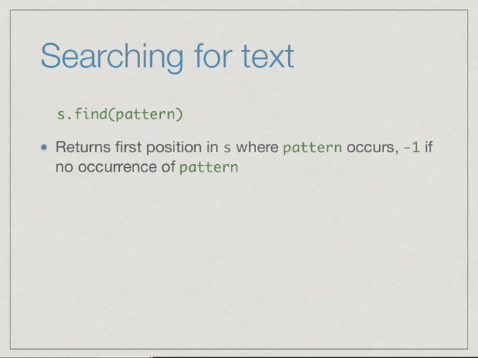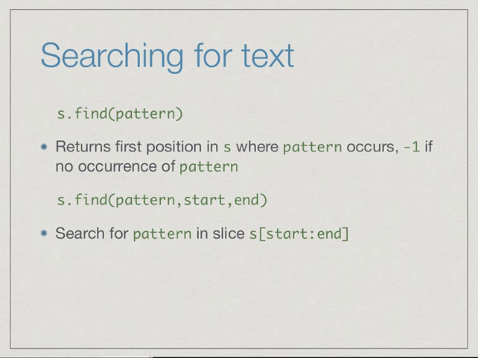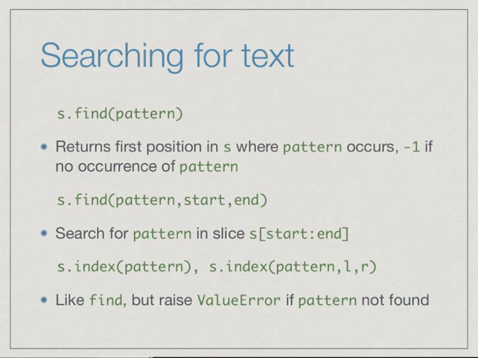Now sometimes you may not want to search the entire string, so find takes an optional pair of arguments, start and end, in which case instead of looking for the pattern in the entire string, it looks at a slice from start to end, with the usual convention that this covers positions from start to end minus 1. There is another version of this command called index, and the difference between find and index is what happens when the pattern is not found. In find, when the pattern is not found, you get a minus 1. In index, when the pattern is not found, you get a special type of error, in this case a value error. So again, let's just see how these things actually work.